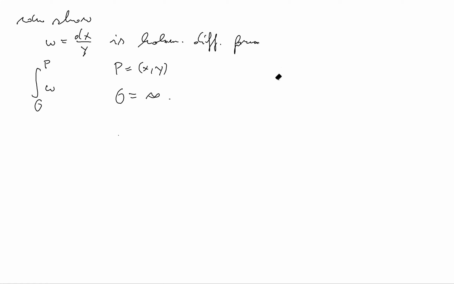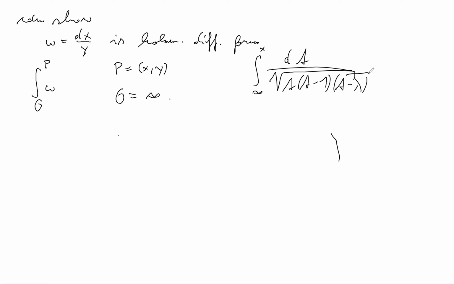Why is it not well defined? Because the square root is not single valued, right? So actually, if you write this down, this is the integral we saw earlier. It goes from infinity to x, dt over the square root of t cubed minus t, right, if you plug in.